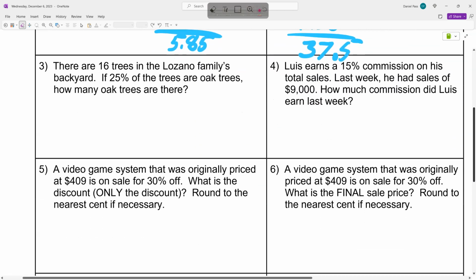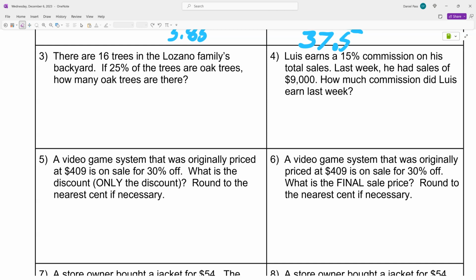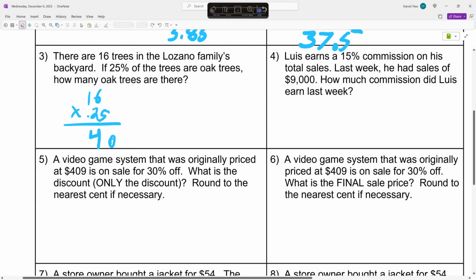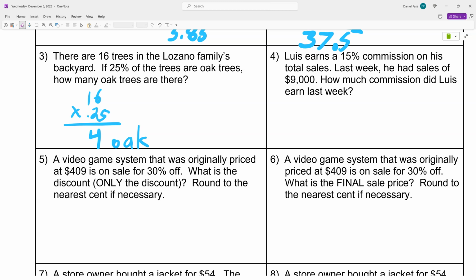There are 16 trees in the Lozano family. If 25% are oak trees, how many oak trees are there? Well, what do we do? 16 times 0.25 is 4. Now, could anybody do this in their head? 4 oak trees. Why? Because 25% is 1/4, so you can just divide it by 4. Do you have to put oak trees, or can you just put 4? No. In the computer, you're not going to be typing in any letters.